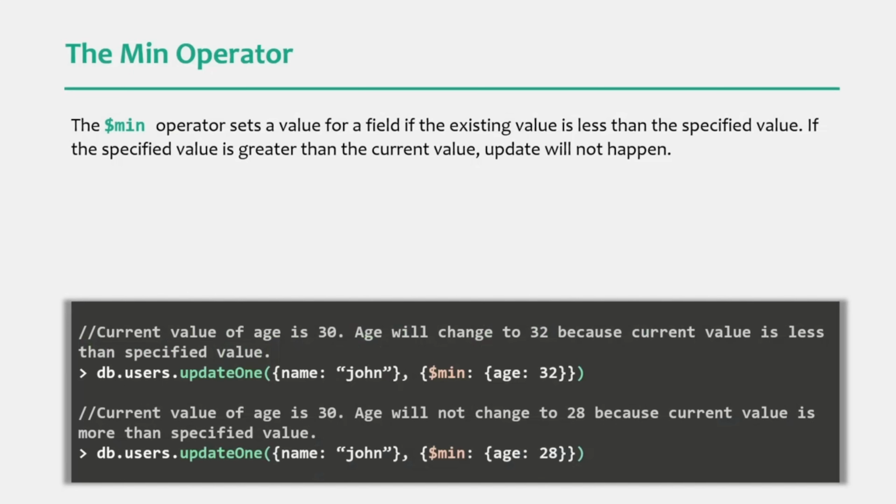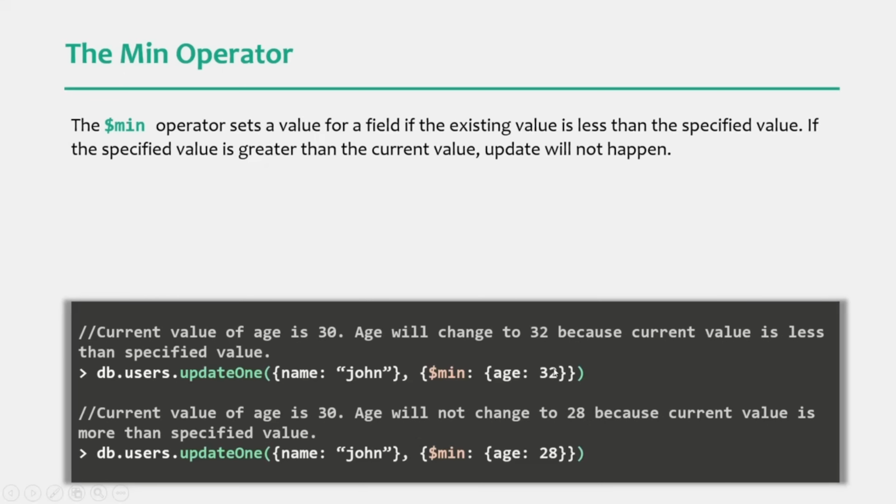So the min operator sets a value for a numeric field if the existing value is less than the specified value. For example, let's say here we are filtering the document using name, and in the filtered document, we want to set the age field. Now, if the current value of age field is less than the value which we are specifying here, so let's just assume that age is 30. So 30 is less than the value which we are specifying here. In that case, this min operator will update the value of age field to that specified value.